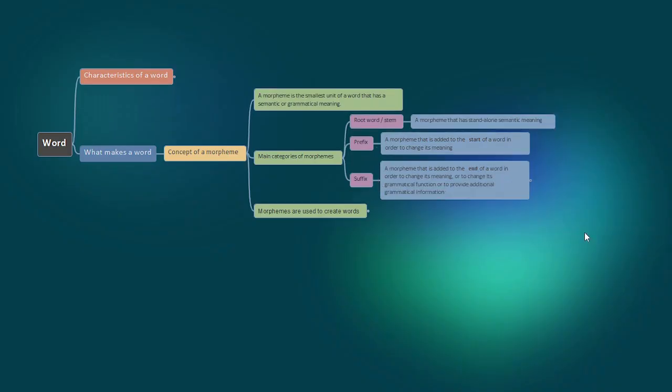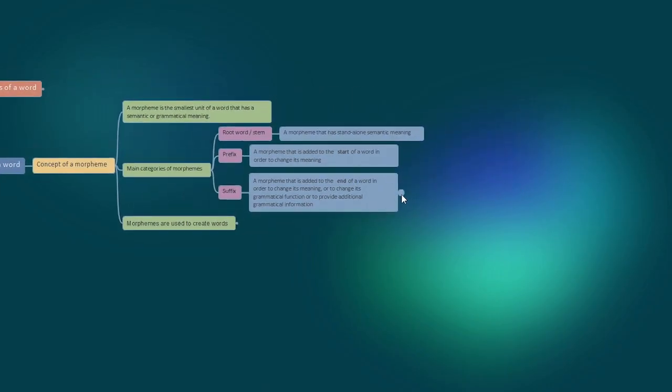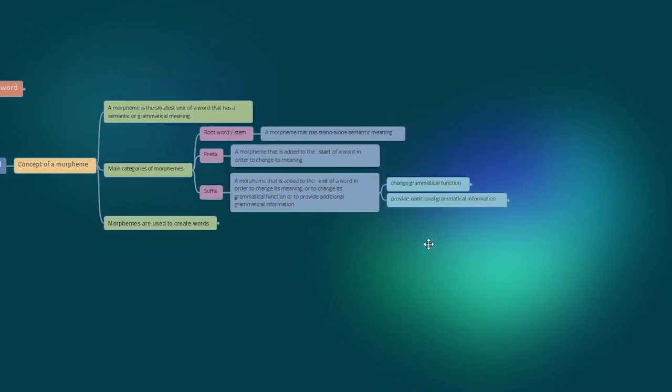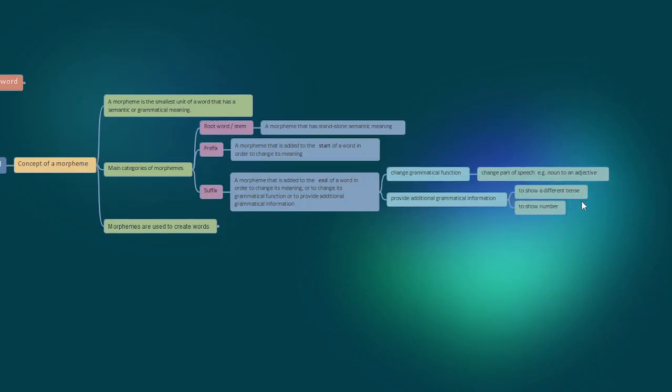A suffix is a morpheme that is added to the end of a word in order to change its meaning or change its grammatical function or to provide additional grammatical information. So in terms of this, when we're saying a morpheme changes the grammatical function, we basically are saying it can change the part of speech. And in terms of providing additional grammatical information, it will either generally show a different tense or it will show number as well.